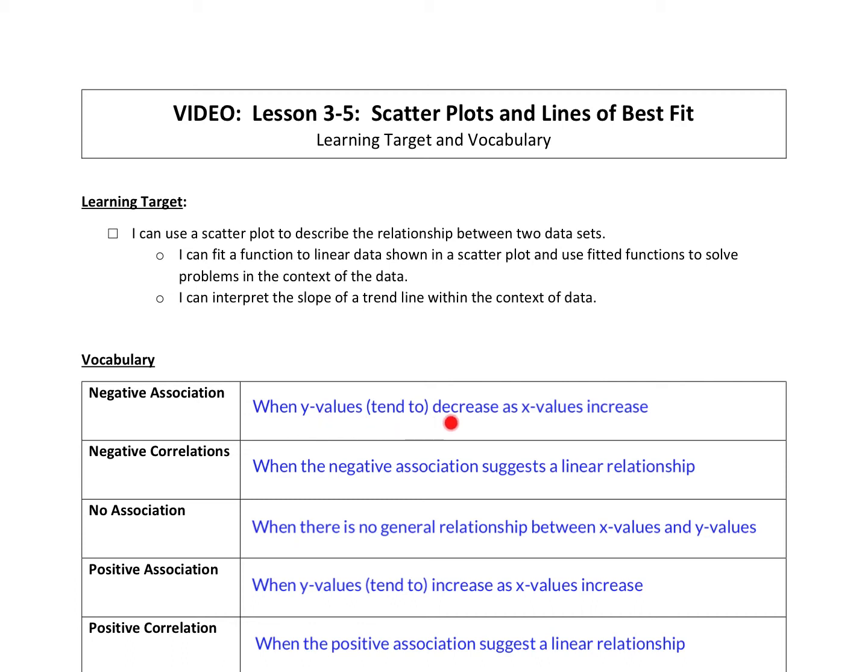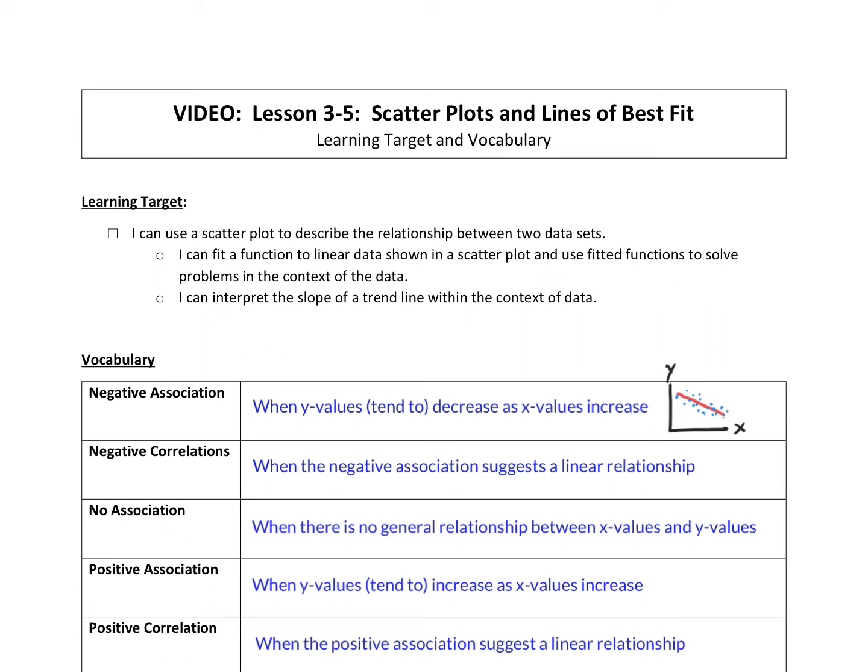So when your y values are decreasing as your x values are increasing, by the way, maybe let's give you a visual of that. So here's my x-axis, here's my y-axis. As your x values are increasing, the y values tend to decrease. So that's what a negative association would look like. And we would have, let's say, data points that kind of are trending down as your x's increase. We would say that it has a negative correlation if the association appears linear, kind of along a straight line.